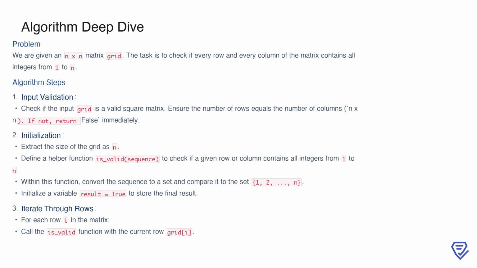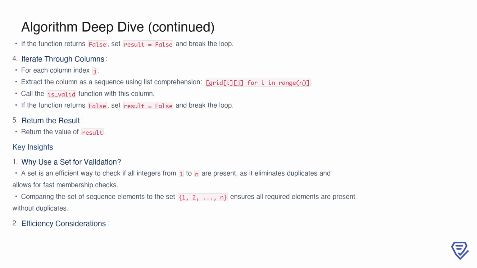With these preparations in place, we can start evaluating the rows of the matrix. For each row, we pass it to the is_valid function. If the function finds that a row is invalid, we update result to false and terminate the row checking process early. After evaluating all rows, we turn our attention to the columns.